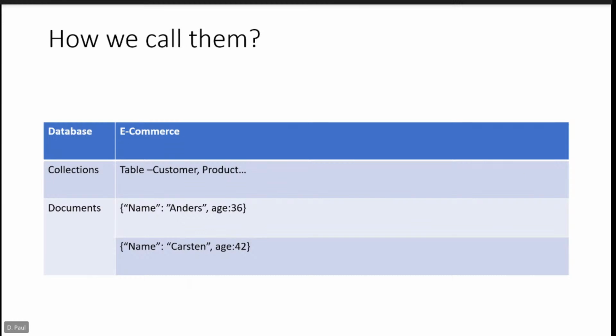So say, for example, the customer or product table, whatever you have, with all these columns like name and age or whatever, that's what we call documents. That's a bit different here, it's how we call them.